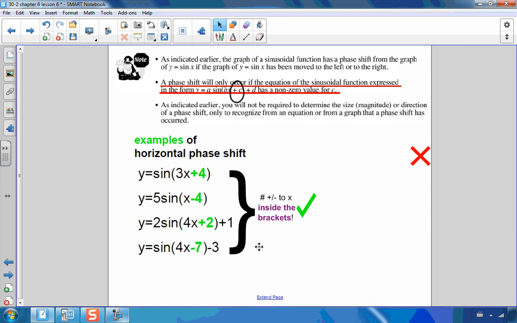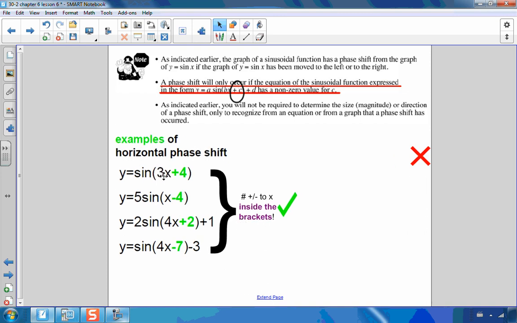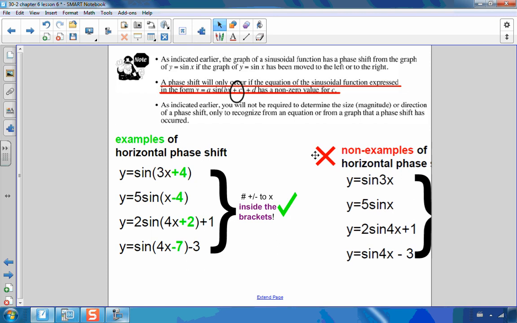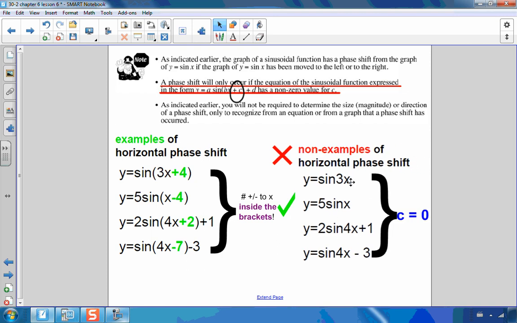So here's some examples of horizontal phase shifts. See inside the brackets, 3x plus 4, x minus 4, 4x plus 2, 4x minus 7. It doesn't matter what's going on around it. Just inside the brackets, if I add or subtract anything to my x value, there has been a horizontal phase shift.